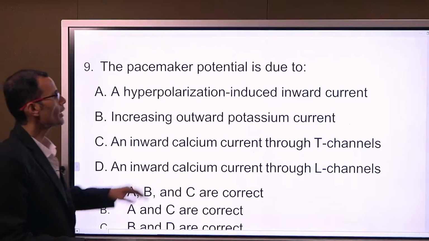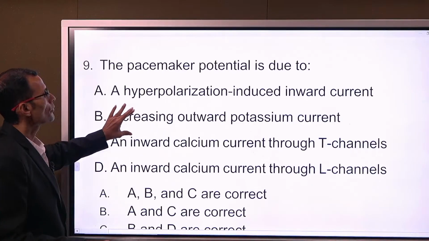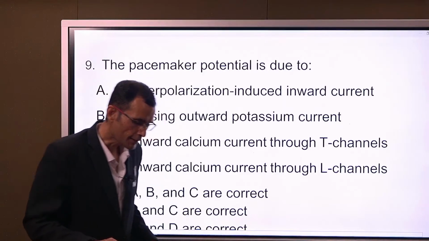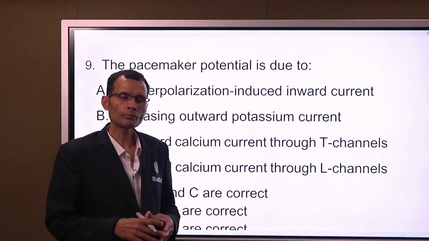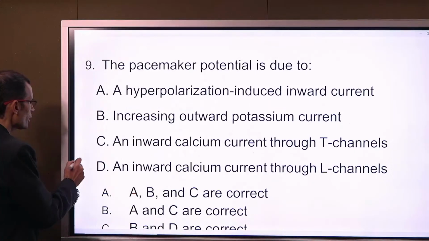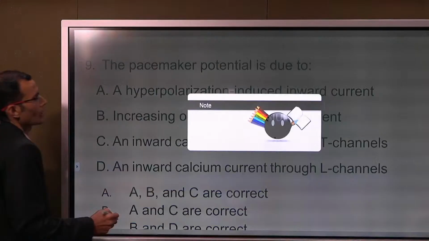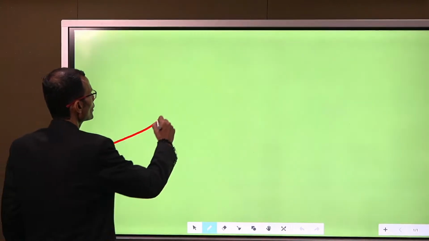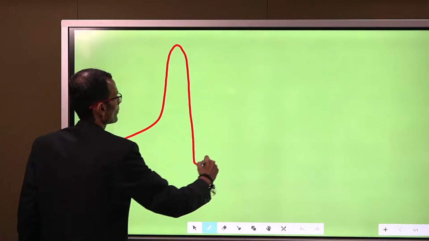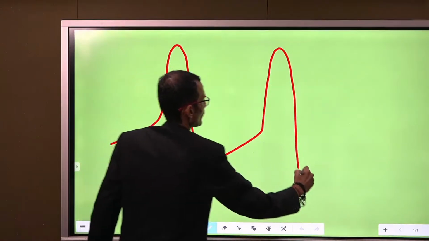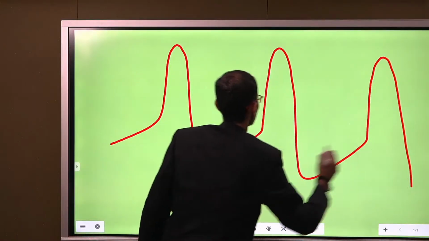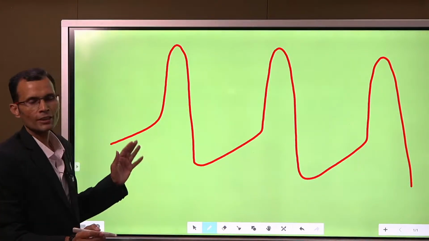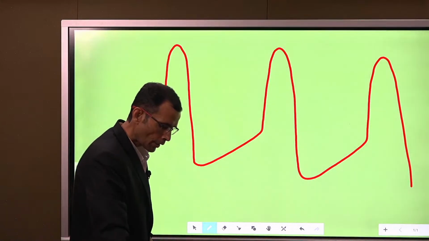Okay. The pacemaker potential is due to... Now this is related to the SA node. Look, the SA nodal action potential shows this. This is the action potential in the SA node. Each cell of the SA node shows this action potential.